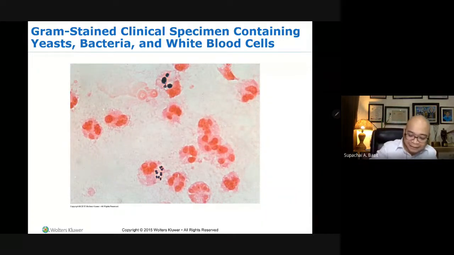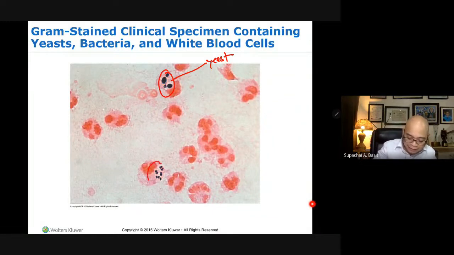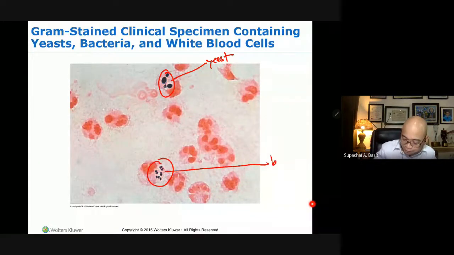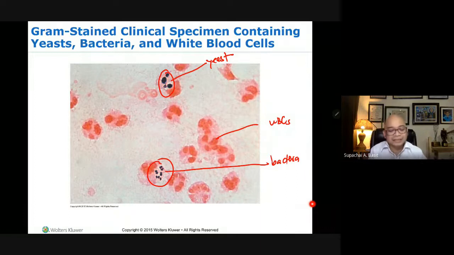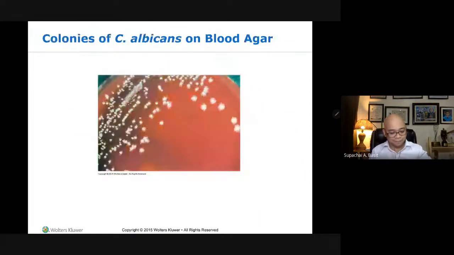So again, this is an example of a yeast. This is an example of bacteria. These are WBCs. So that's how they look under the microscope. And this is the colonies of Candida albicans on blood agar. You can take note that they are somewhat similar to the colonies of bacteria.